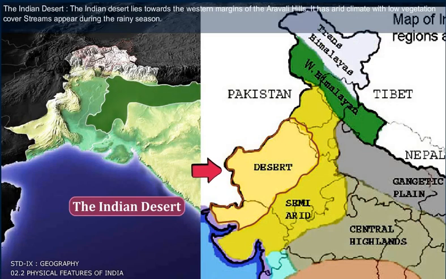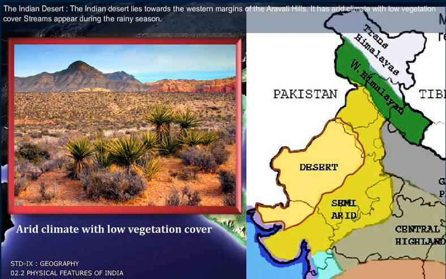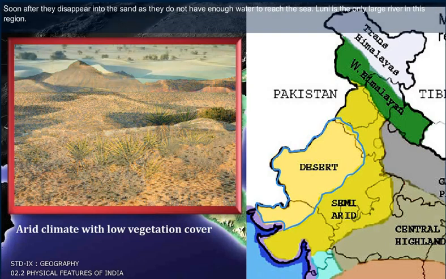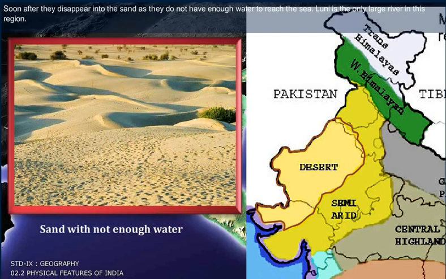The Indian Desert. The Indian Desert lies towards the western margins of the Aravalli Hills. It has an arid climate with low vegetation. Streams appear during the rainy seasons. Soon after, they disappear into the sand as they do not have enough water to reach the sea. Luni is the only large river in this region.